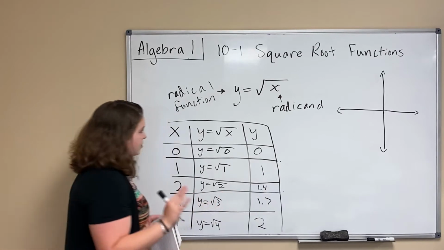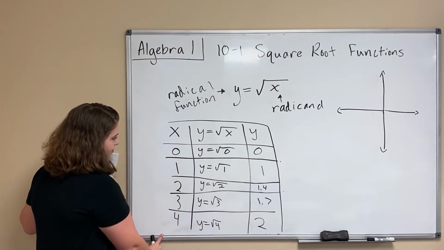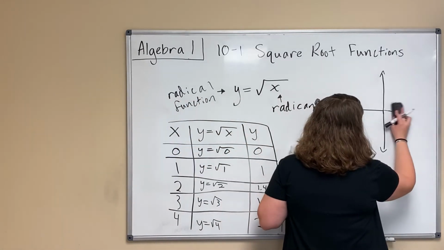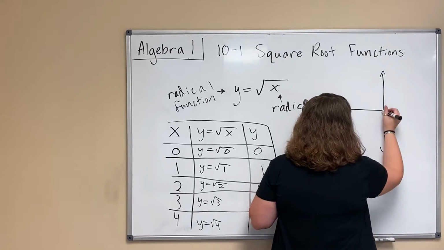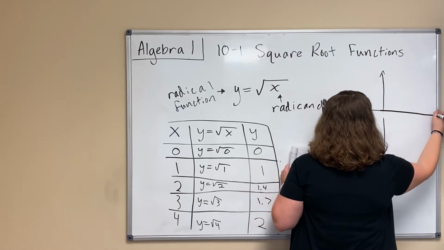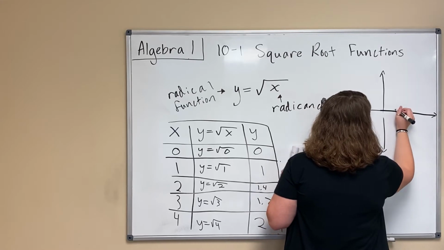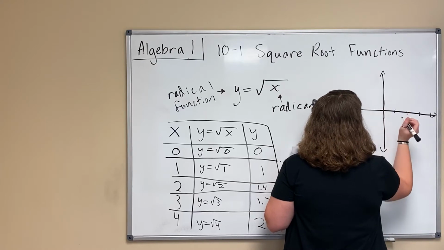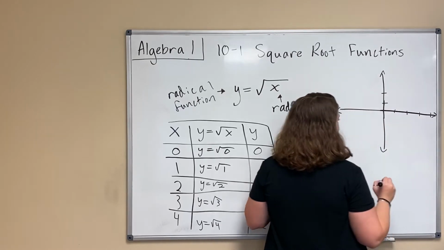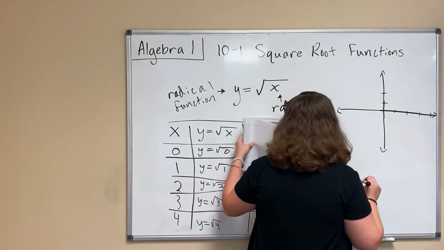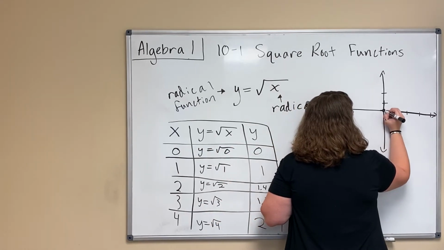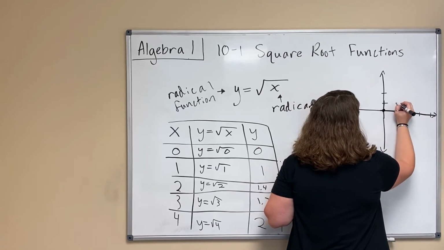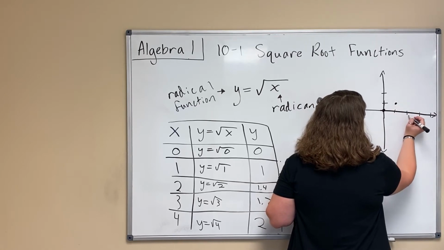Okay, so I know that my x values need to go from 0 to 4, and my y values from 0 to 2. So I'm actually going to extend this a little bit, because I want to go all the way 1, 2, 3, 4, and then we need 1, 2. Okay, so when my x is 0, my y is 0. So I'm going to put my first dot at 0, 0. When x is 1, y is 1. When x is 2, y is 1.4.